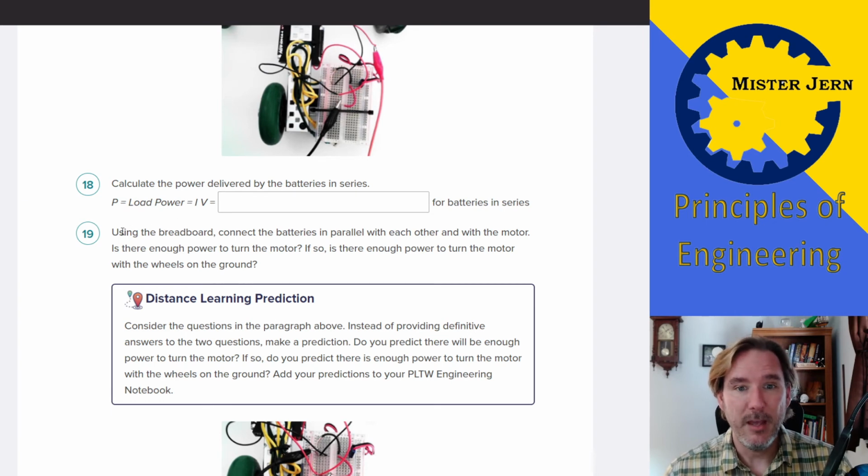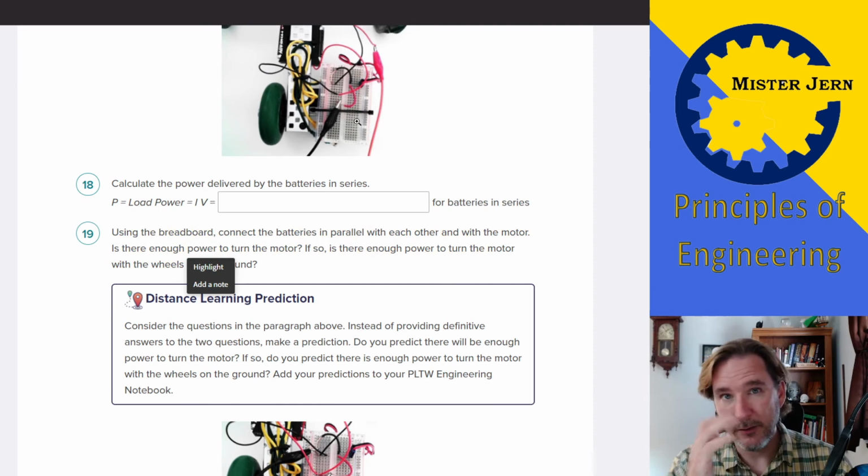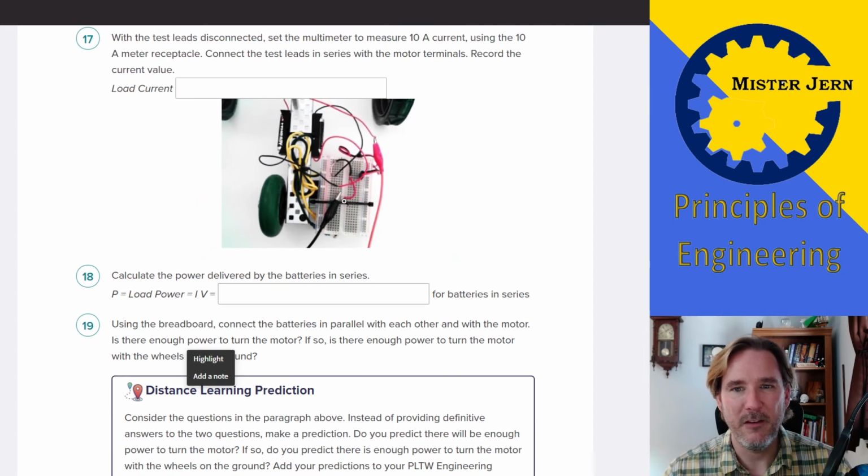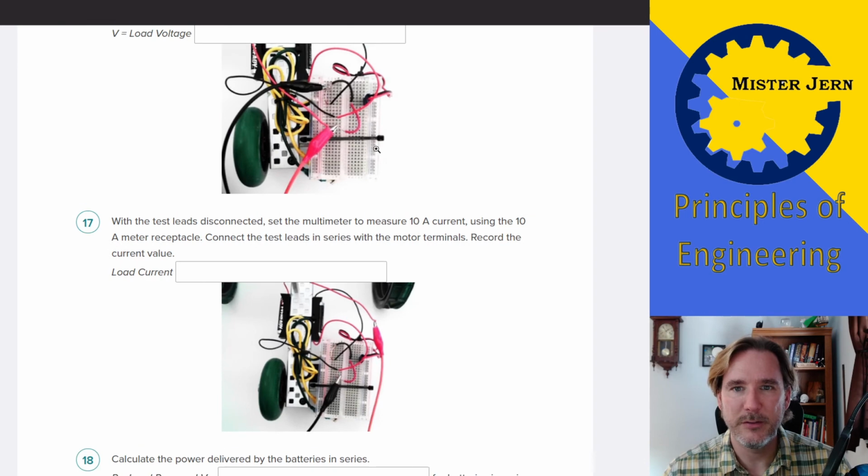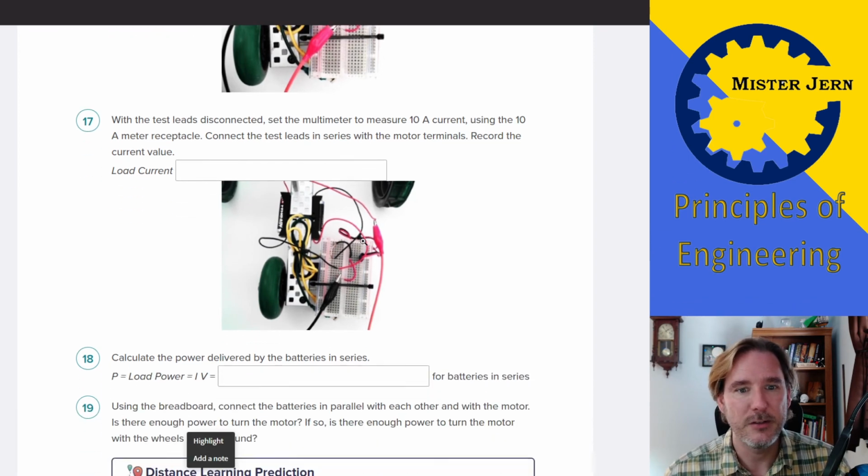Then this is called a breadboard, in case you didn't catch that. Maybe we haven't talked about that, but this is a breadboard. It's just used for wiring or connecting wires together. There are several pictures of the breadboard, and you can see a bunch of wires coming out of it. That's because it's used to make electrical connections.